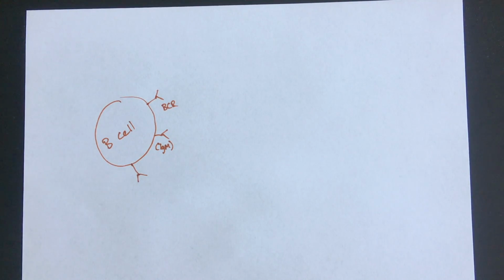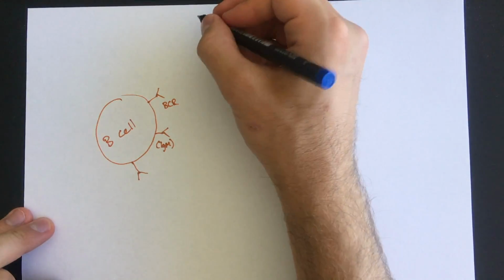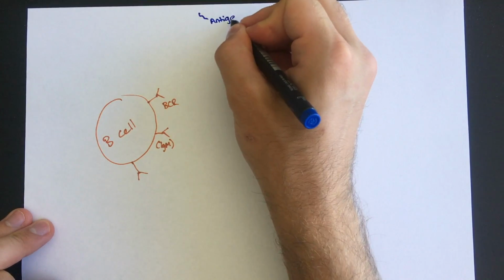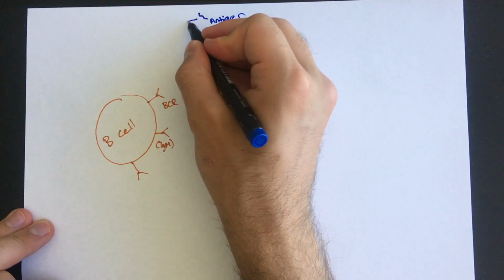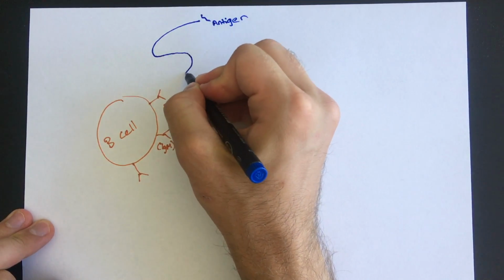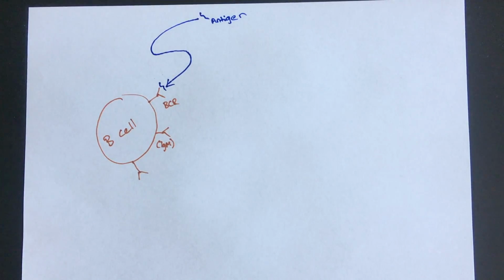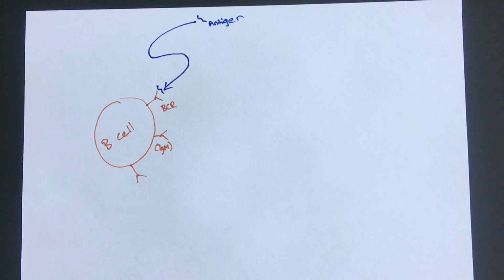A specific antigen now comes along from the peripheral tissue and drains via lymphatics to the lymph node and binds the specific B cell. Remember, one B cell will express only one type of B cell receptor that is specific to one type of antigen or sequence of amino acids.